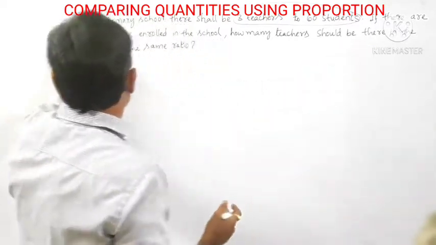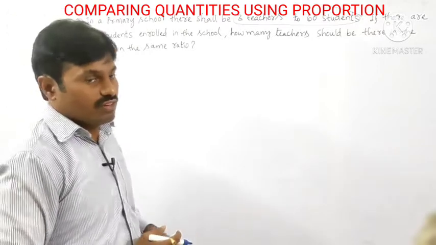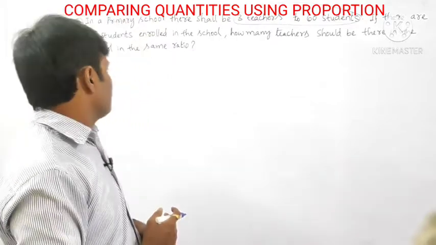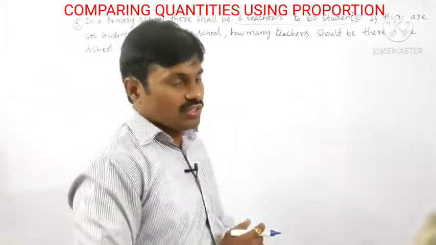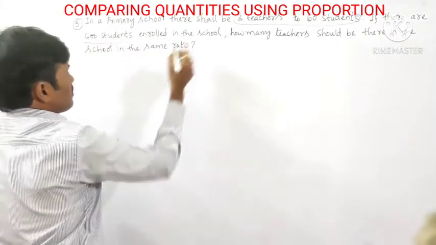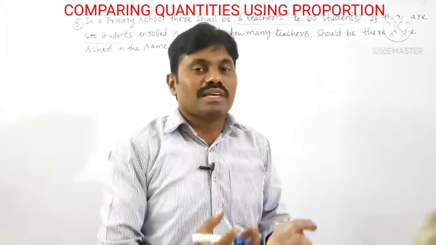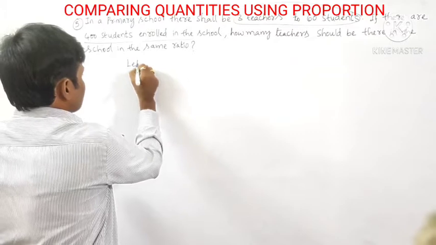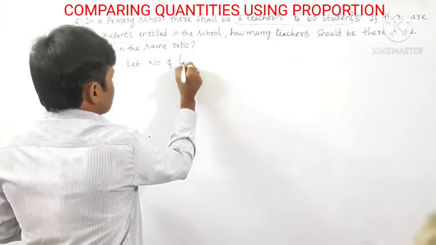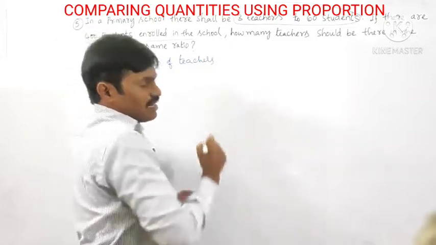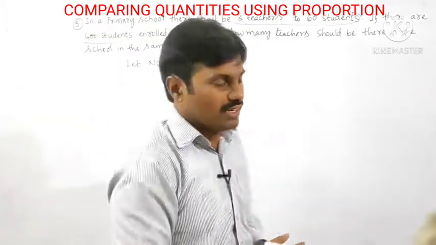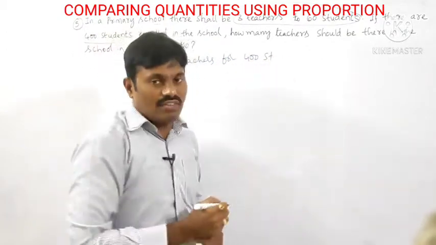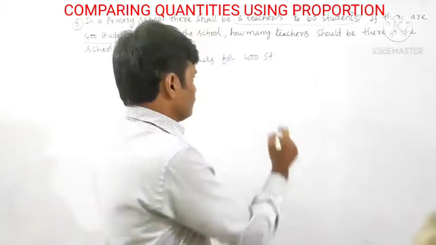If for suppose 400 students are enrolled in the school, how many teachers should be there in the school in the same ratio, they are asking. So for 400 students, how many teachers should be in that school? That is the question. Let the number of teachers be x. Number of teachers for 400 students is equal to x.